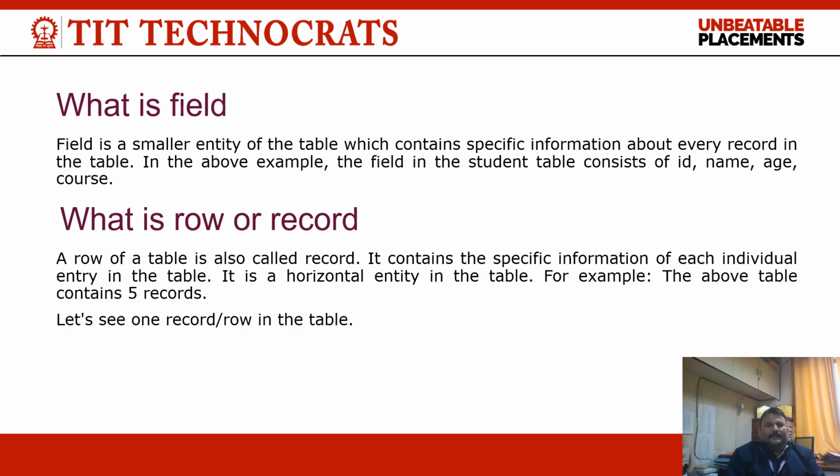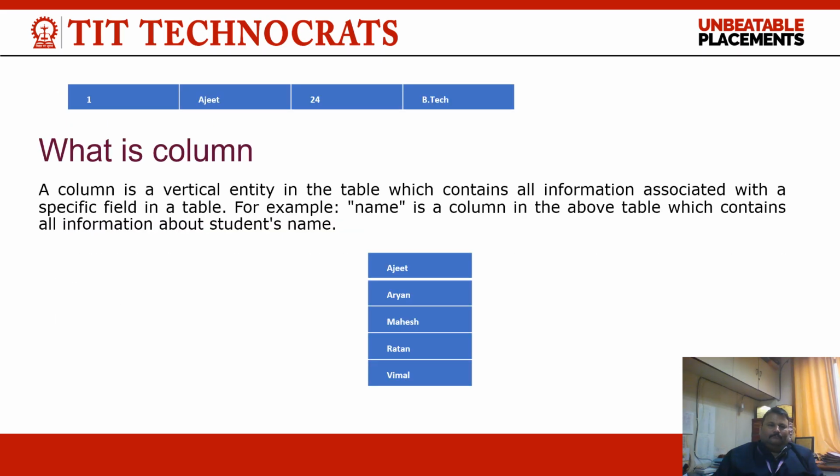And what is a row or record? A row of a table is also called a record. It contains specific information of each individual entry in the table, and it is a horizontal entity in the table. For example, the above table contains 5 records. So you can say either row or record. You can see the first row: 1, Ajit, 24, BTech. This is one row, which is known as a record, entity, or tuple.